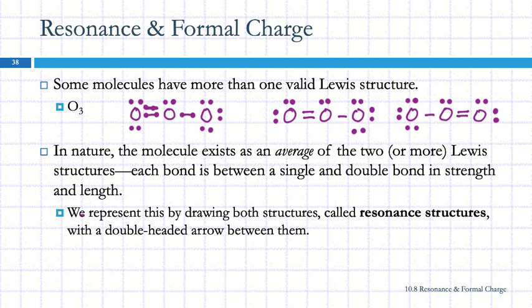Well, Lewis structure can't handle this very well, and so what we do is we draw both structures, and we put a double-headed arrow in between to indicate that these are resonance structures. The word resonance always suggested to me that we were resonating back and forth, right? That they were trading off who got the double bond. That's not how it is.